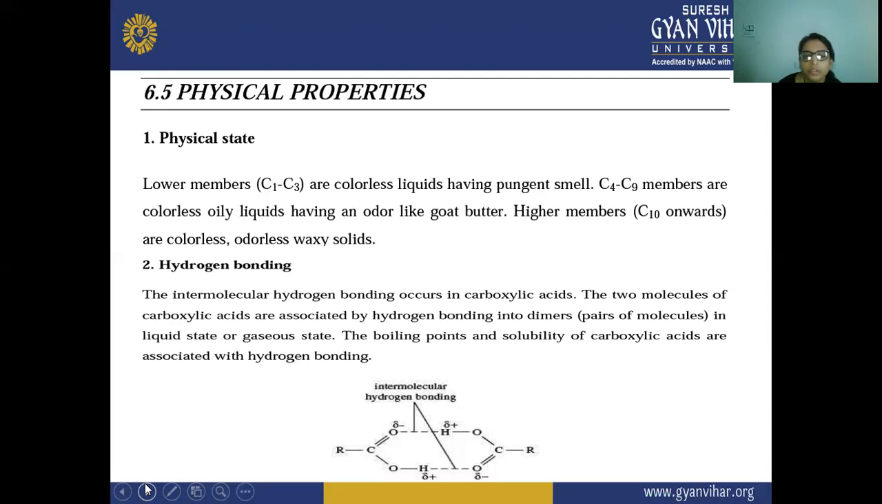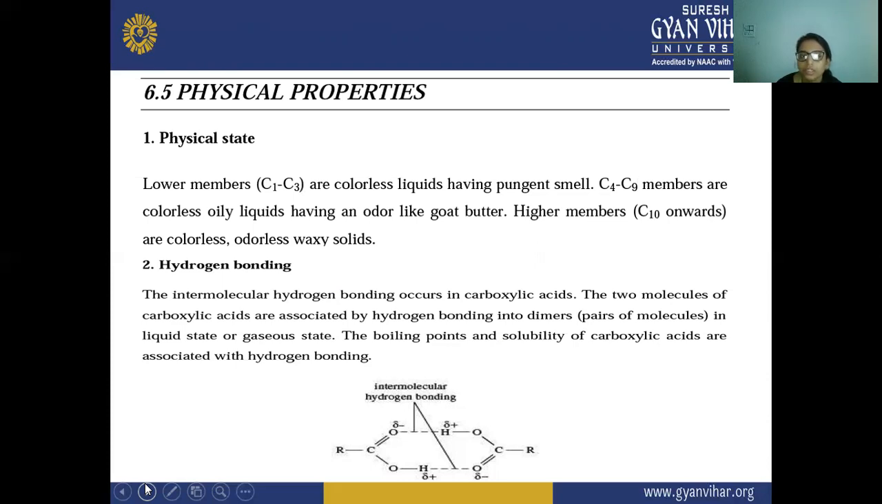From C1 to C3, they are colorless liquids having a pungent smell, but the C4 to C9 members are colorless oily liquids with an odor like goat butter. And the higher members from C10 onwards are colorless, odorless, and waxy solids. So they are present as waxy solids, odorless and colorless.